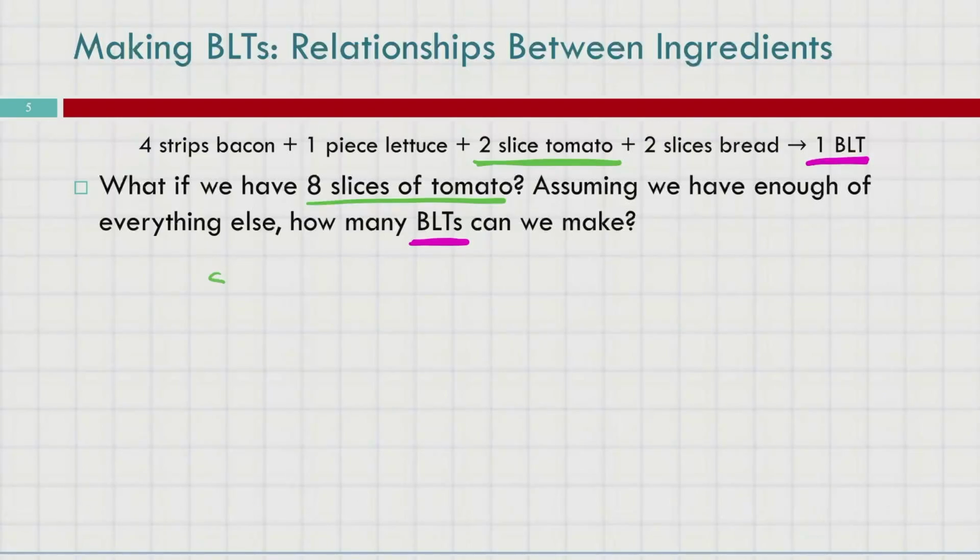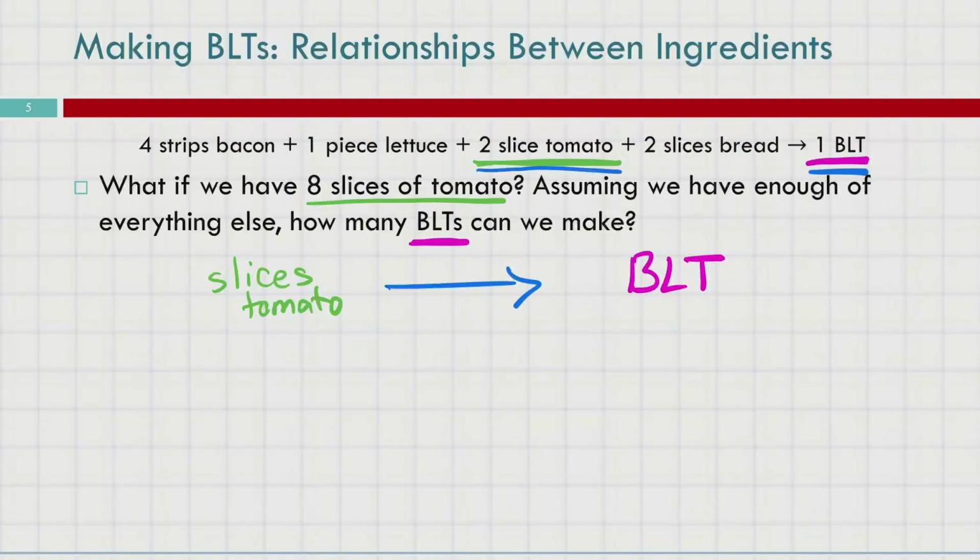Our solution map is slices of tomato to BLT. And our conversion factor for this problem is the coefficient with the tomatoes and the coefficient with the BLTs. Let's call it 2 slices of tomato, 2 ST equals 1 BLT.